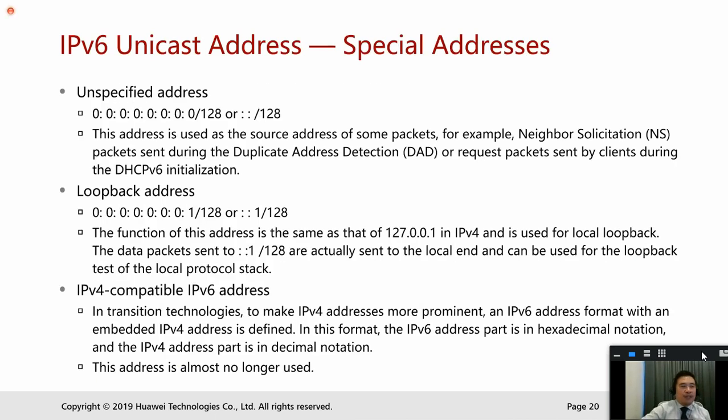And that leaves the rest of the special addresses that we provided here. We have the unspecified address. This address is used as the source address of some packets, like the neighbor solicitation packets sent during duplicate address detection, or request packets sent by a client during DHCPv6 initialization. It is to tell that I do not have any IP address. I am going to send you 0000, saying I do not have an address right now, do you have any address you can provide to me? So that is called the unspecified address.